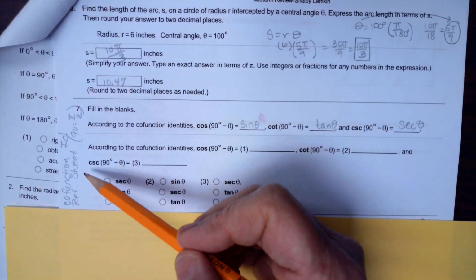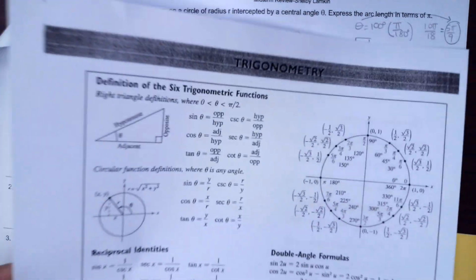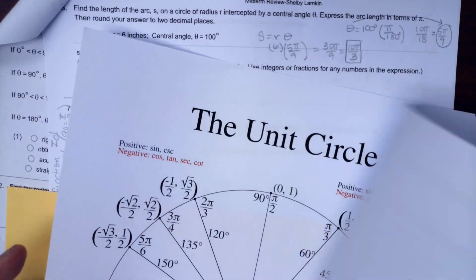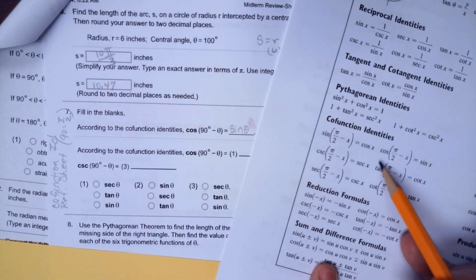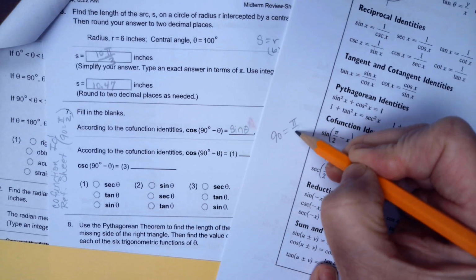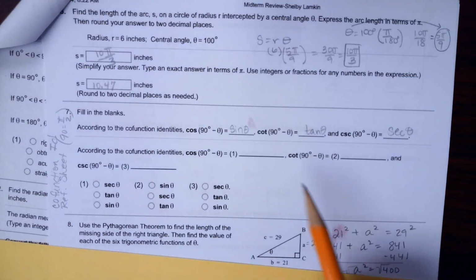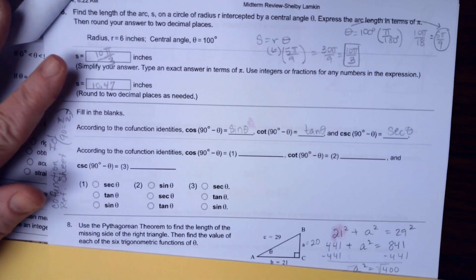Number 7, fill in the blanks. This is from the cofunction. Remember that you are allowed to have your identity sheets when you are taking your midterm and the unit circle, and this is the cofunction identities, which would be here. And you just need to remember that 90 is the same thing as pi over 2, and that's where we get those answers. The first one is sine, the second one is tangent, the next one is secant.